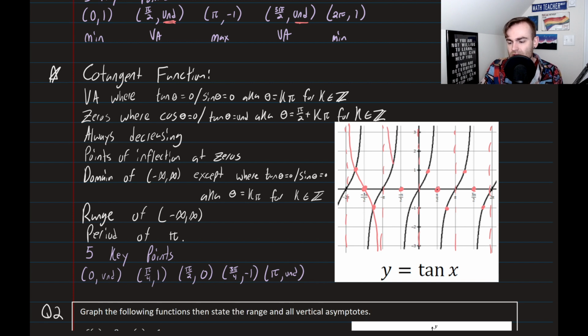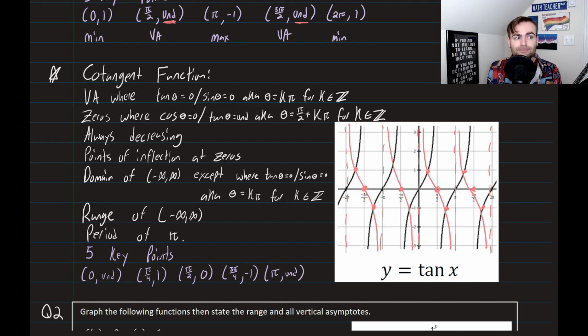So tangent is a function that always increases. Cotangent is a function that always decreases from left to right. You get this beautiful ribbon effect when you have both functions on the same plane. So that's interesting. The points of inflection, just like tangent, are at its zeros.